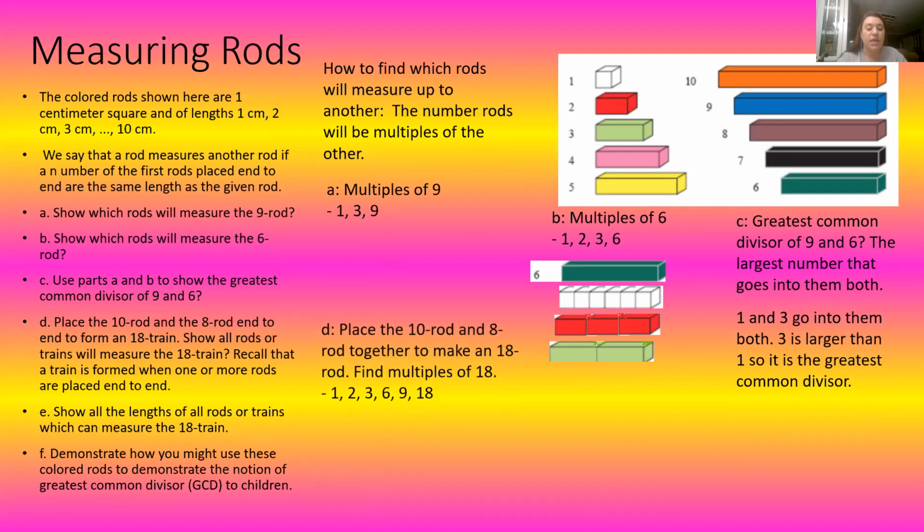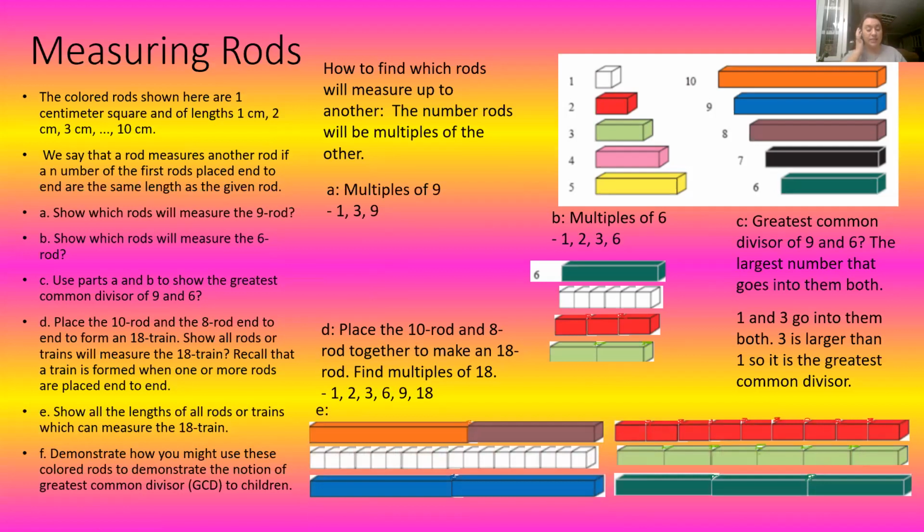Now on to D. Place the 10 rod and 8 rod together to make an 18 rod. Find the multiples of 18. Okay, so 1 times 18 equals 18, 2 times 9 is 18, and 3 times 6 is 18. So we'll need a 1 by 18, an 18 by 1 rod, 2 9 by 1 rods, 3 6 by 1 rods, 6 3 by 1 rods, 9 2 by 1s, and then 18 1 by 1s. So that is what this looks like.